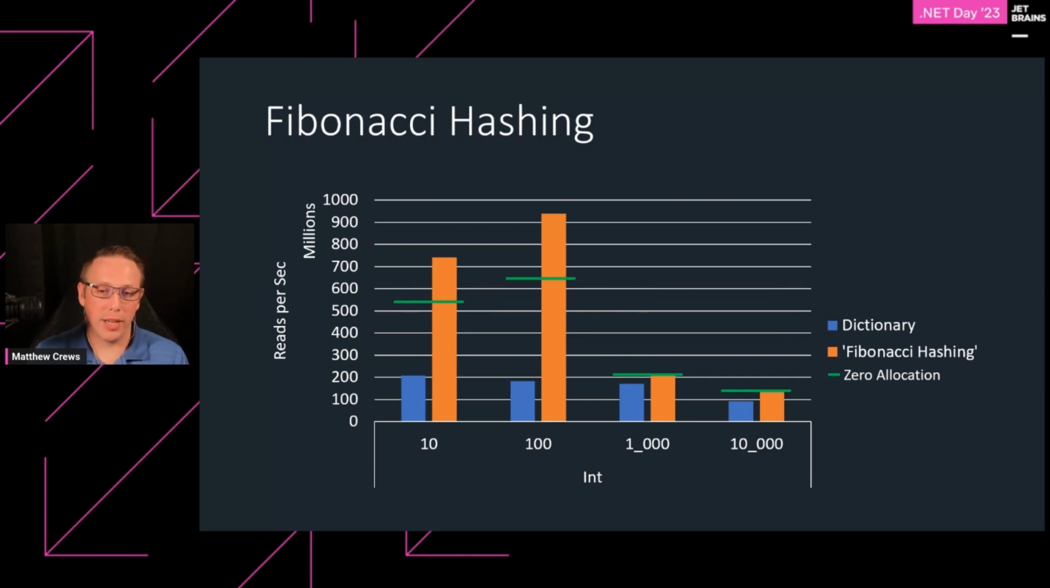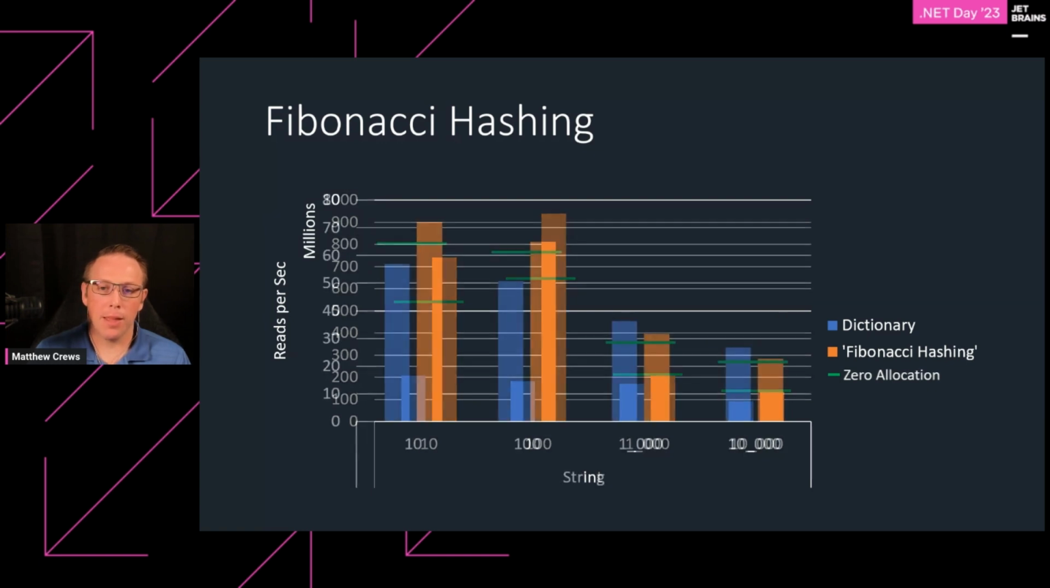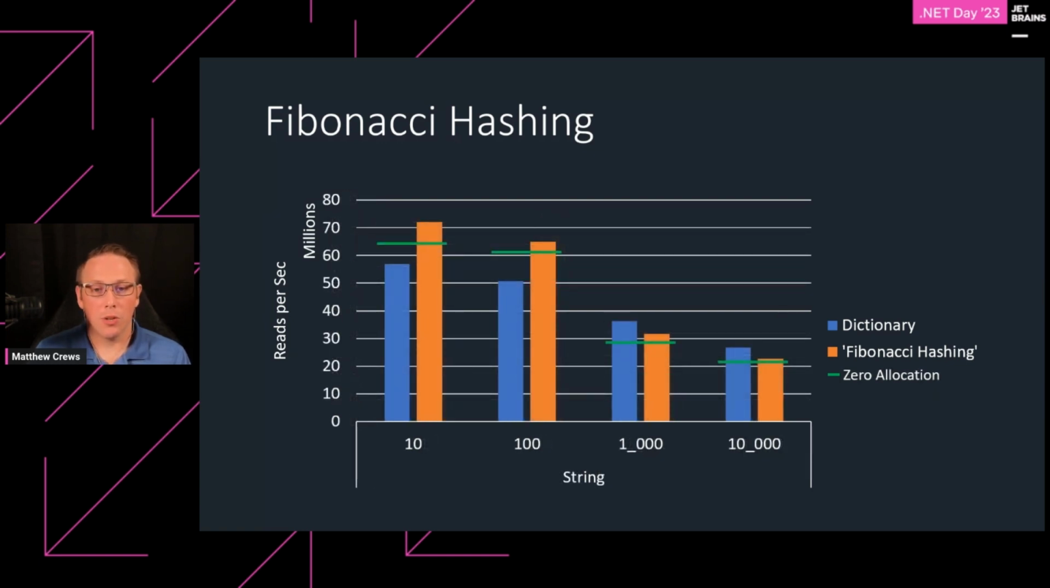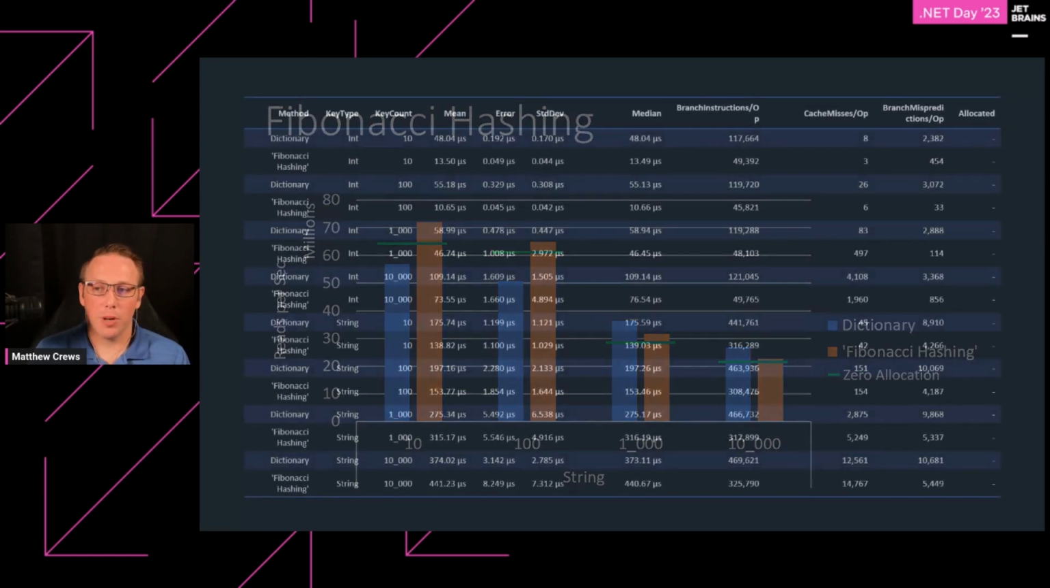We now see that Fibonacci hashing is dramatically faster than our zero allocation version for dictionaries with 10 and 100 integer keys, but essentially the same performance for 1,000 and 10,000 element dictionaries. When we go to strings, we do see a slight boost in performance. It's more dramatic for 10 and 100, and it's less so for 1,000 and 10,000. So let's go look at our benchmarks coming from BenchmarkDotNet.